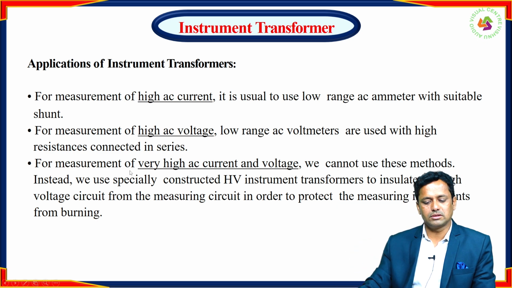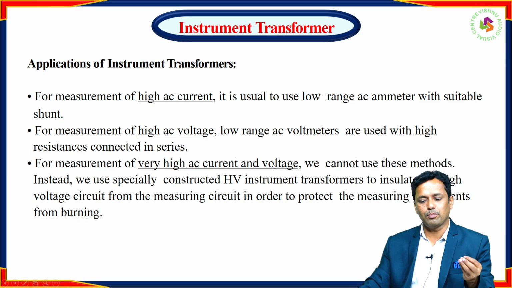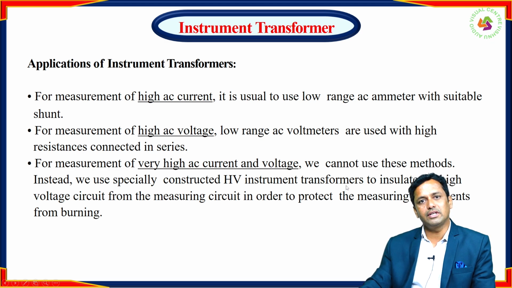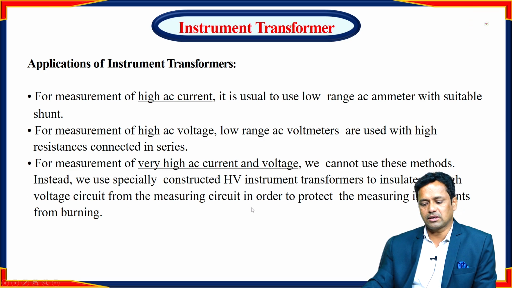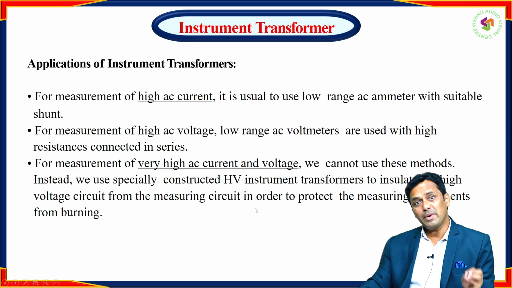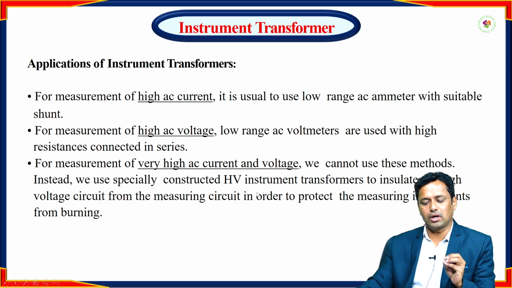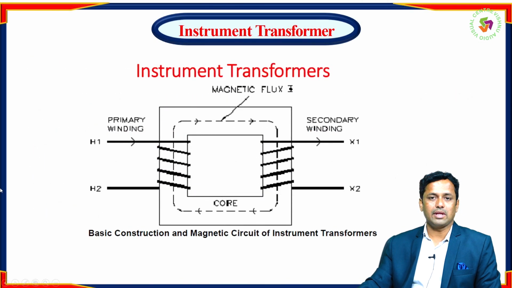For measurement of very high AC currents and AC voltages, we can't measure with the CT and PT directly, so we go for HV instrument transformers. They insulate the high voltage circuits from the measurement circuit in order to protect the measurement and substation equipment. If we do not go for high voltage instrument transformers, then the CT and PT will be burned out.